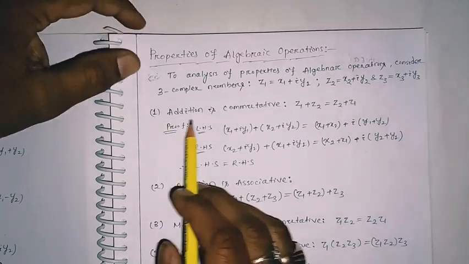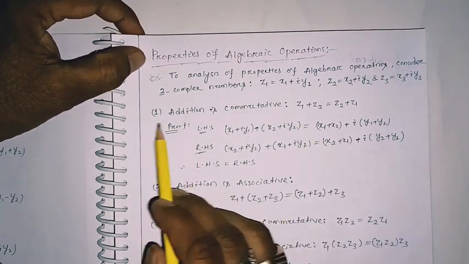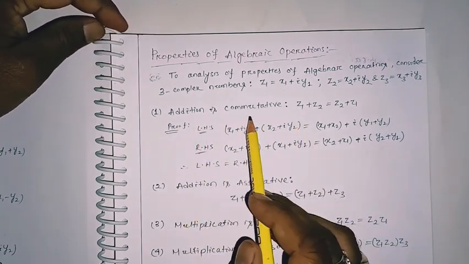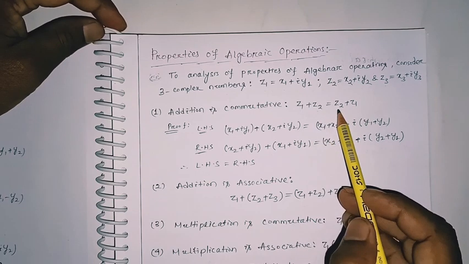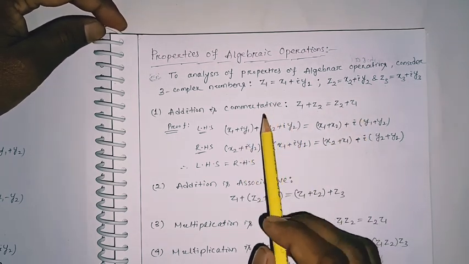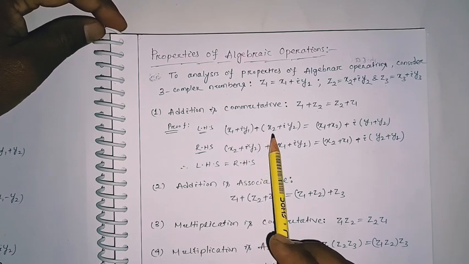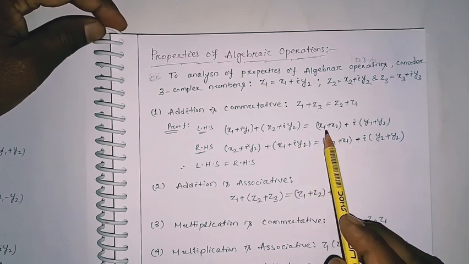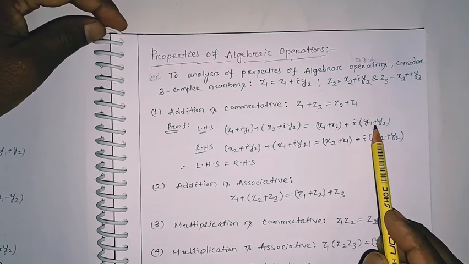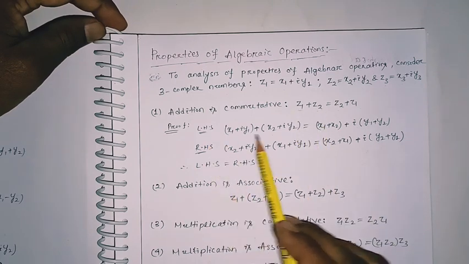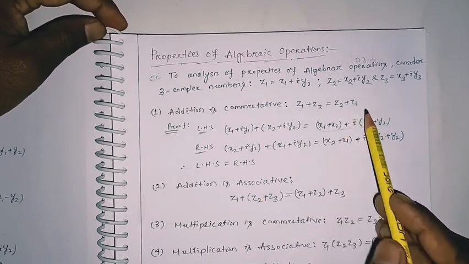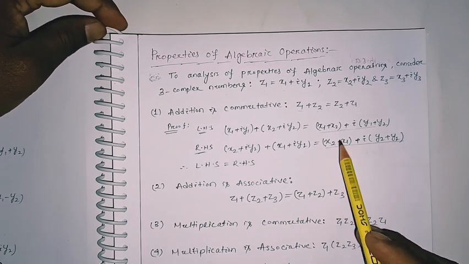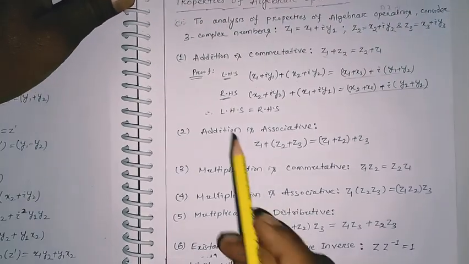Addition is commutative. This is the first algebraic operation property. z1 plus z2 equals z2 plus z1. So x1 plus i y1 plus x2 plus i y2 will be equal to what? We can find (x1 plus x2) plus i(y1 plus y2). That is the LHS part. If we consider the RHS part, we also get the same, x2 plus x1. Both are the same, so LHS will be equal to RHS.